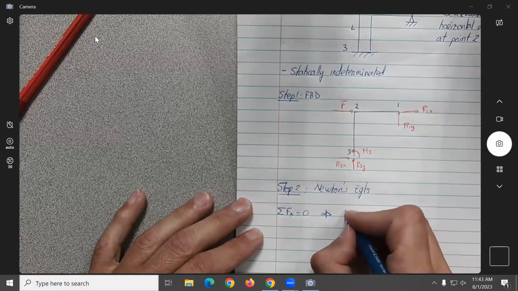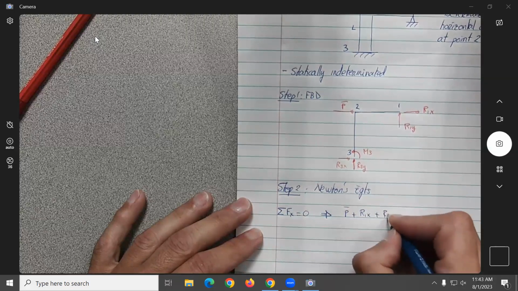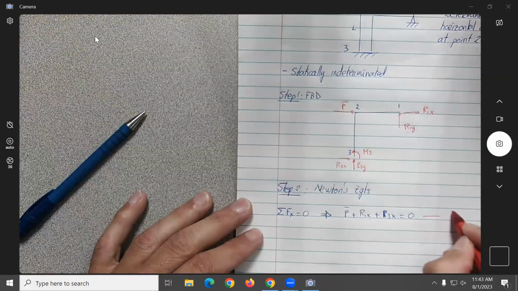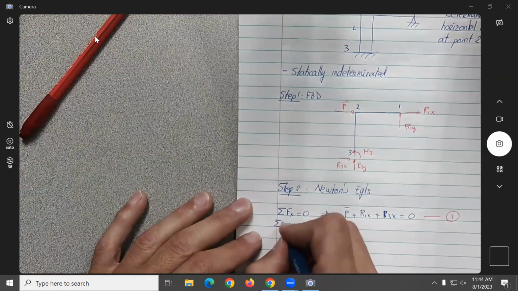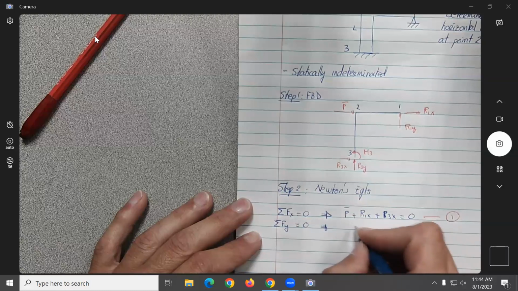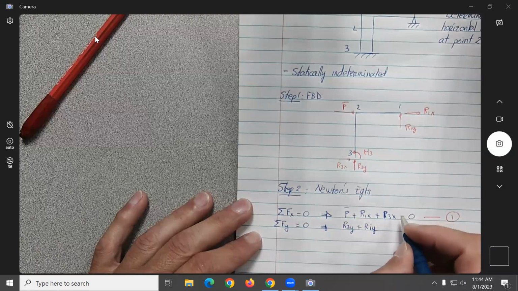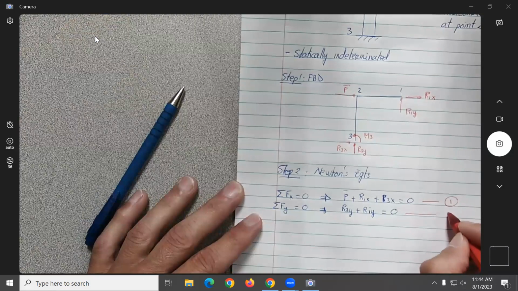P bar plus R1x plus R3x equal to 0. This will be our first equation. So the second equation will be the summation of forces on the y equal to 0. This one will give you what? R3y plus R1y equal to 0. This will be your equation 2.